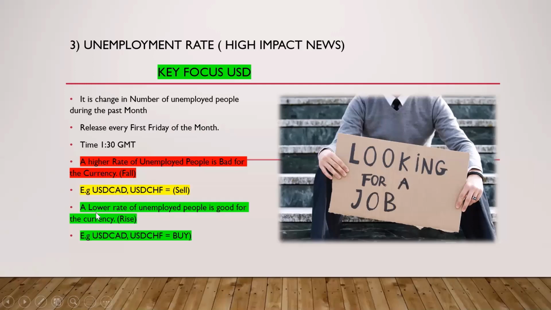Then a lower rate of unemployed, when the number of people who are unemployed is going low, is good for the currency. When the unemployment rate is low, it is very good for the currency. It's a sign that the economy of that country, the United States, is good for that month. Then it means that the currency is possibly going to rise. It will be a rising dollar, so the dollar is going to be strong. You have to come to USD/CAD, for example, or USD/CHF and place a buy, or you buy any currency pair in which the dollar is the base currency.